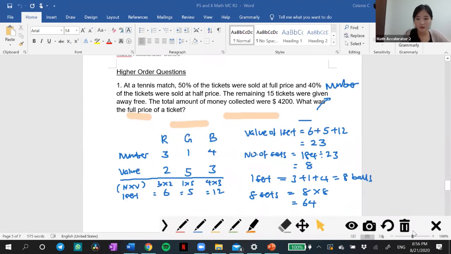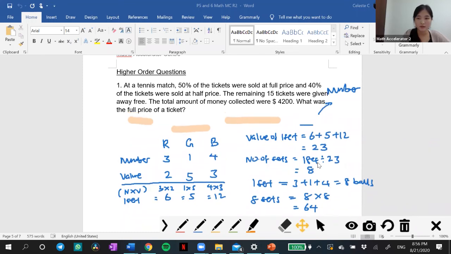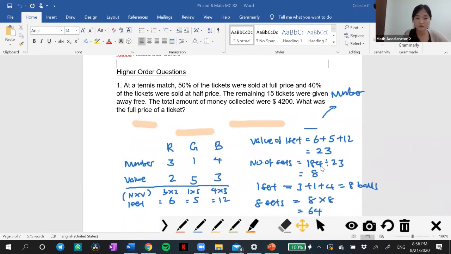Okay, let's move on to the higher order questions. Yeah, you can do 8 squared, but it's not necessary. Your working should just be 8 times 8. 54. Okay, need to move on already. Higher order questions, next page.